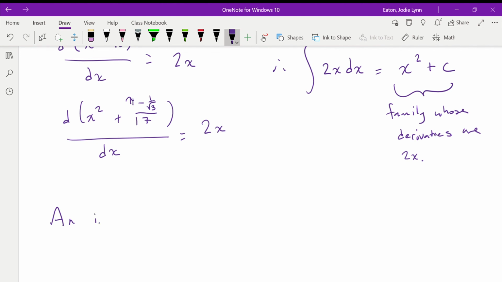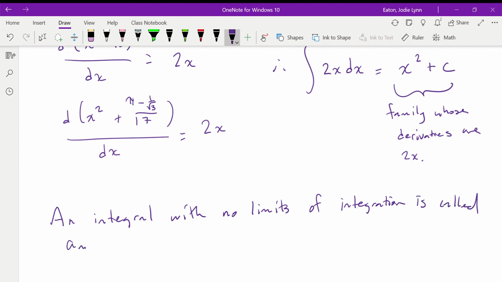So an integral with no limits of integration is called an indefinite integral. And it's indefinite because when you find the integral, you're always going to have that plus c.